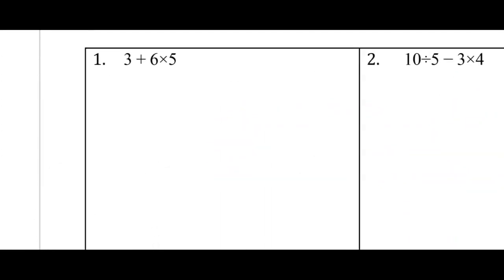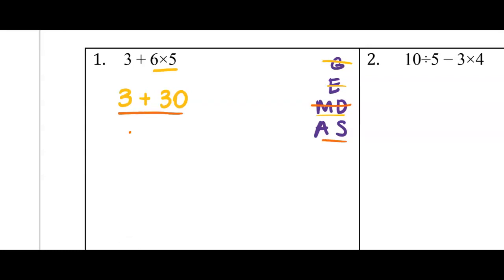3 plus 6 times 5. All right, so we look and we say, do we have any grouping symbols? Nope. Do we have any exponents? Nope. Do we have any multiplying or dividing? And that we do. So we're going to start with 6 times 5. 6 times 5 is 30, so we're going to do 3 plus 30. Then we don't have any more multiplying and dividing, so we go to adding and subtracting. So we have 3 plus 30, which gives us 33.